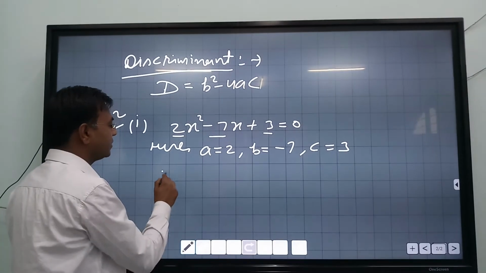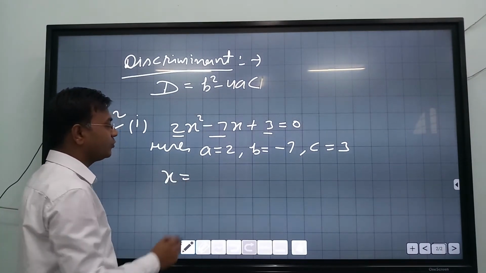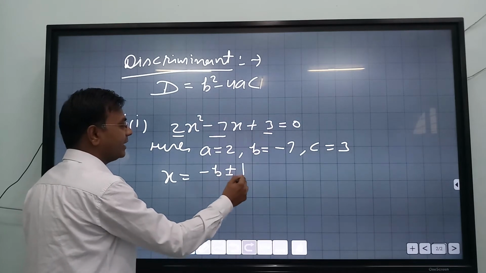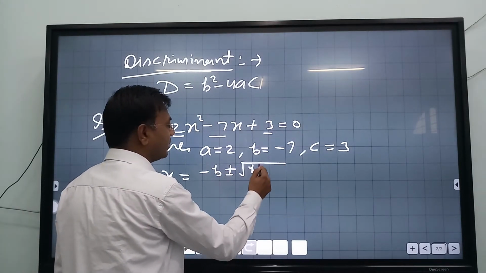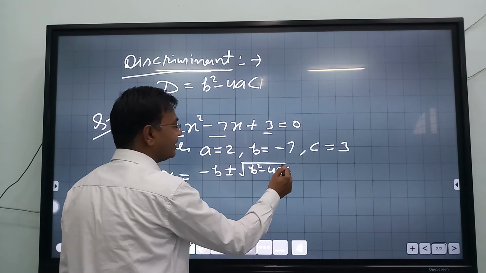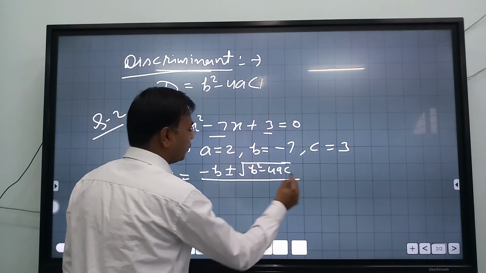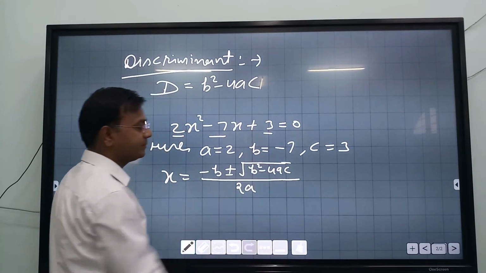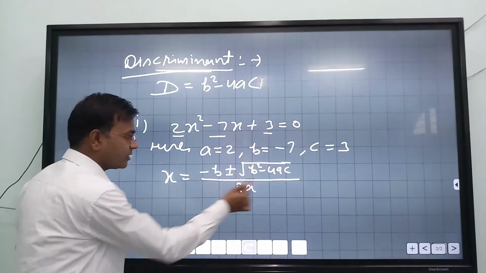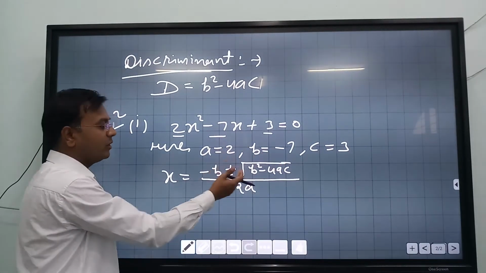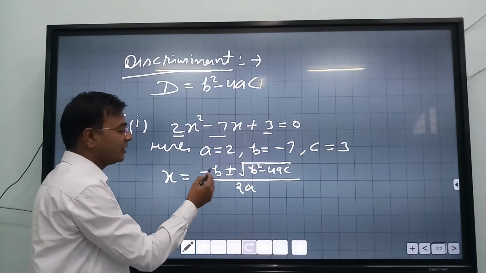So a, b, c. Now use the formula x equals minus b plus minus, you have to practice this formula, square root of b square minus 4ac, this is a complete square root, and the whole upon 2a. Make sure this is the whole upon. Do not write it only partially over the second term or the first term. Many students write minus b.